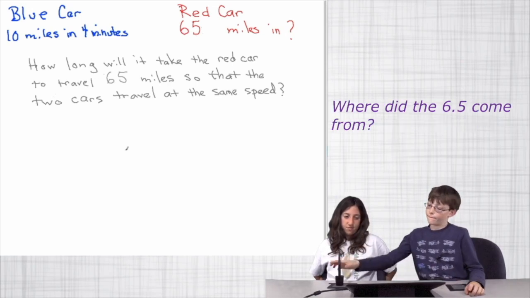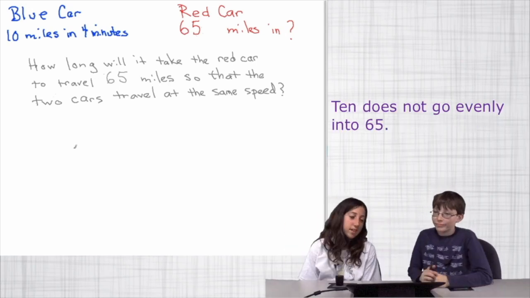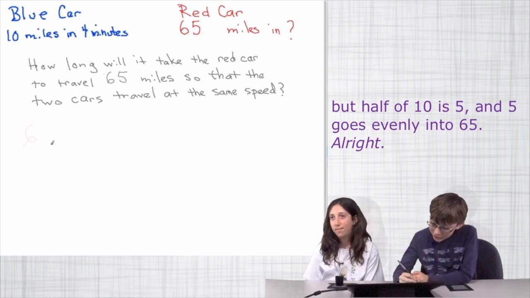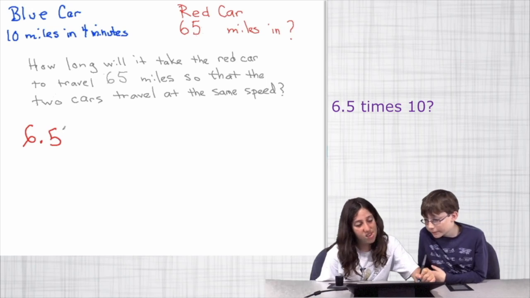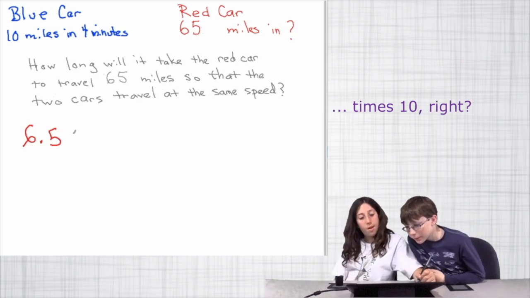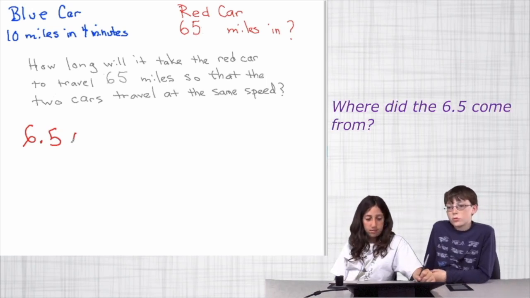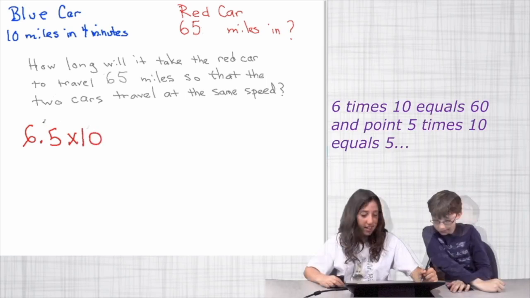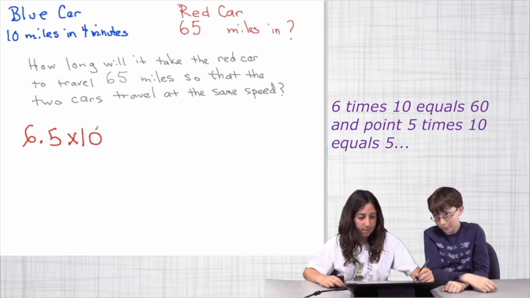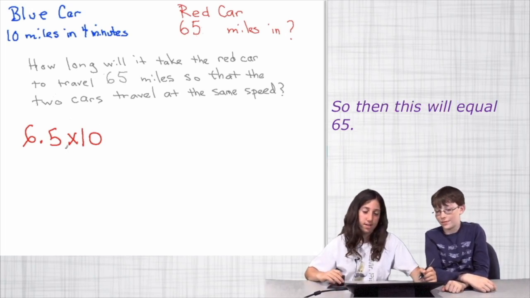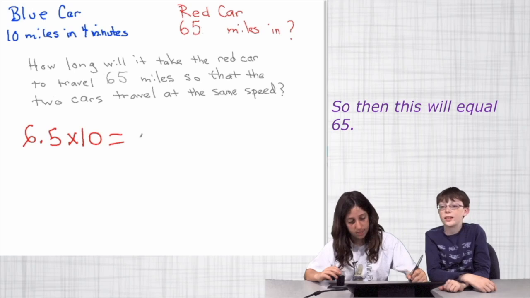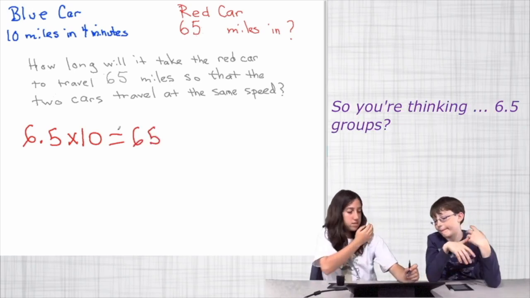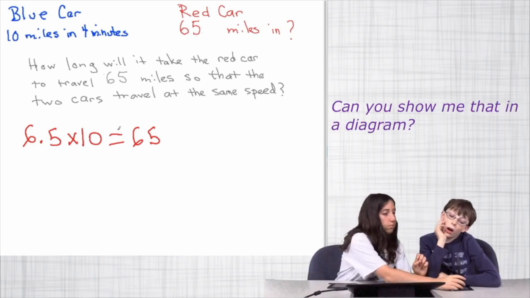Where did the 6.5 come from? 10 does not go evenly into 65, but half of 10 is 5, and 5 goes evenly into 65. Where did 6.5 come from? Because 6 times 10 equals 60, and 0.5 times 10 equals 5. So then this will equal 65. So you're saying that there's 6.5 groups? Can you show me that in a diagram?